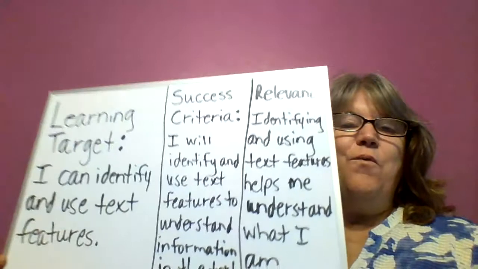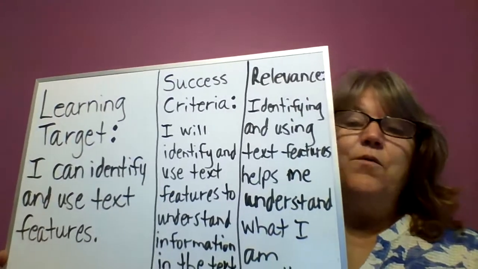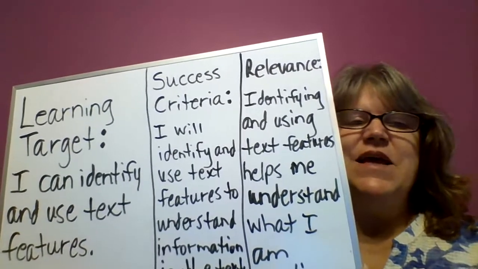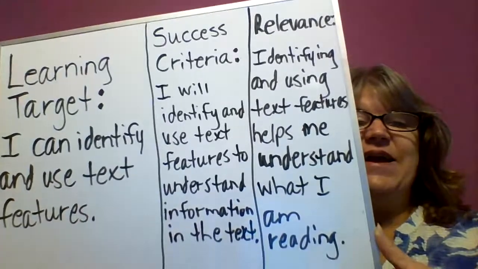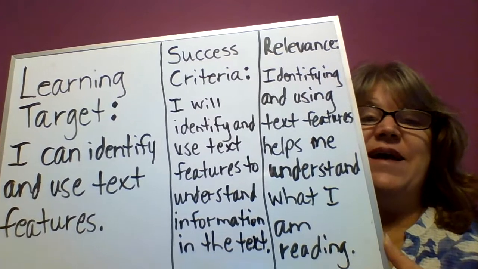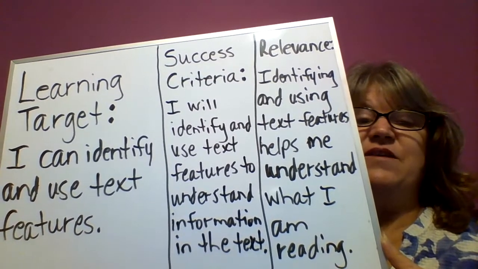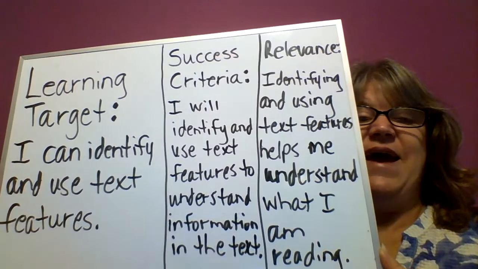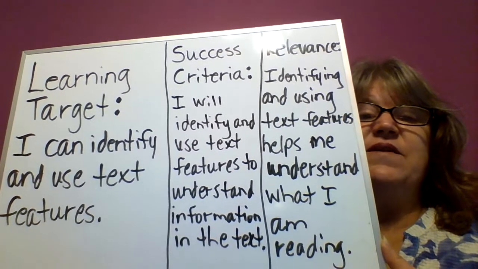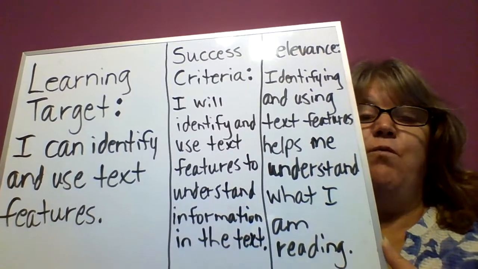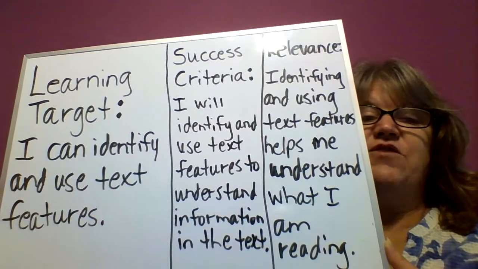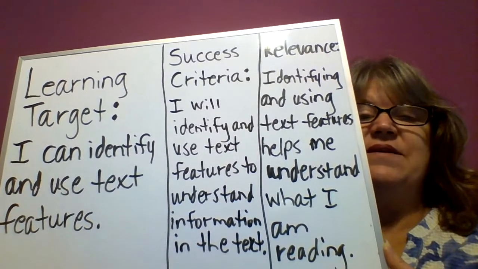So when we are doing our lessons, we have a learning target, our success criteria, and the relevance. Our learning target today is I can identify and use text features. Our success criteria is I will identify and use text features to understand information in the text. And the relevance of that is that identifying and using text features helps me understand what I am reading. So we're going to focus on the learning target. I can identify and use text features.